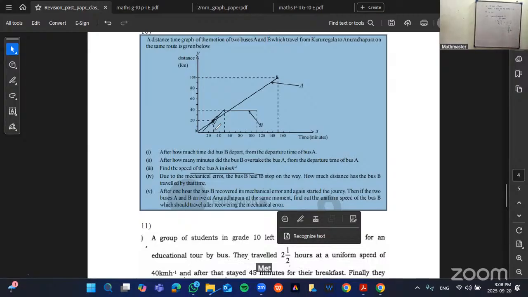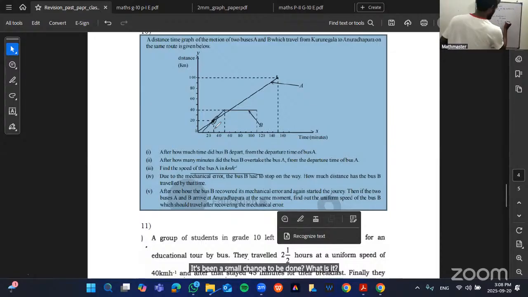Is it? No, sorry, kilometers per minute. This is in what? Kilometers per minute. But they ask us to convert it into kilometers per hour, right? Then we have to do it like this. There's a small change to be done.